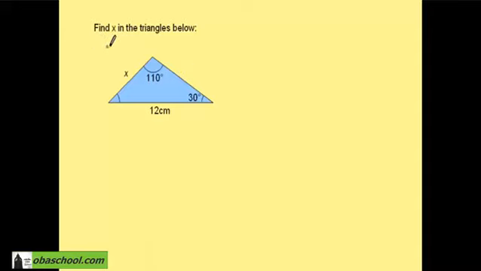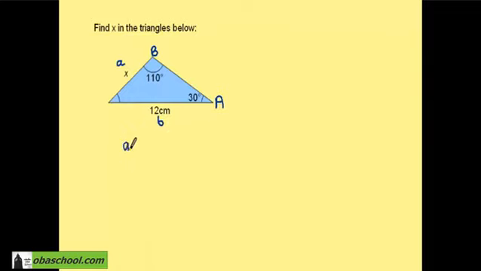We want to find x in the triangles below. Here is x. Let's call it A, since it's the side we're trying to find. The angle opposite is called capital A, and then we could call this angle capital B, and the side opposite it small b.